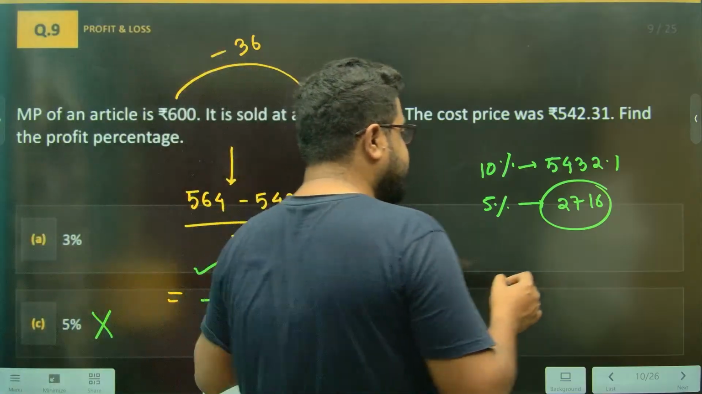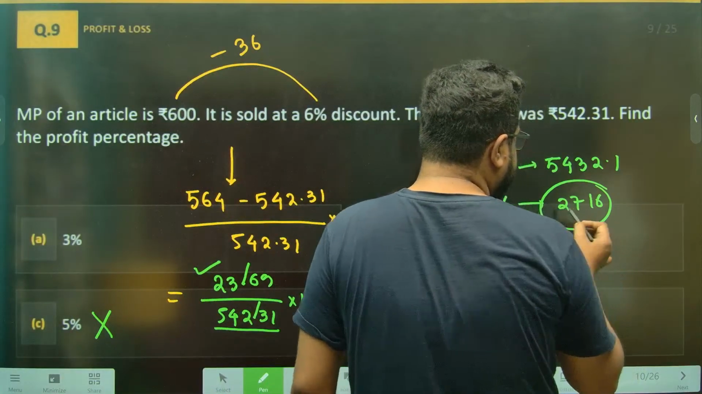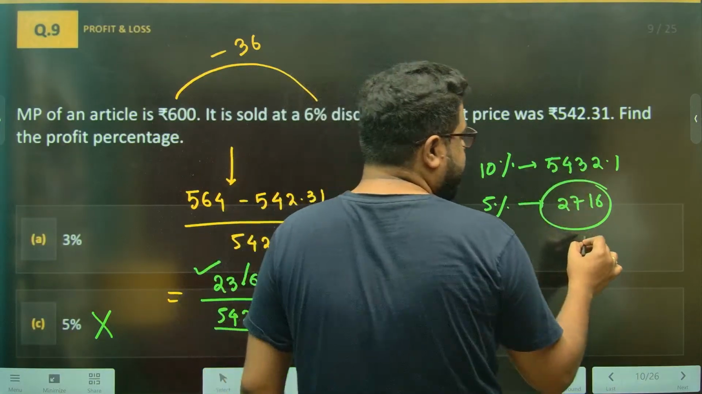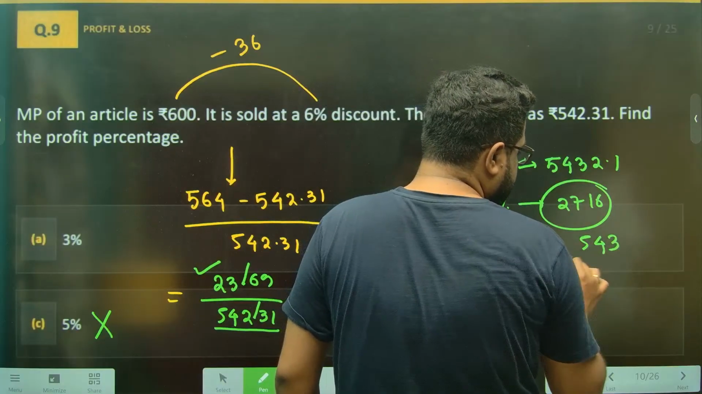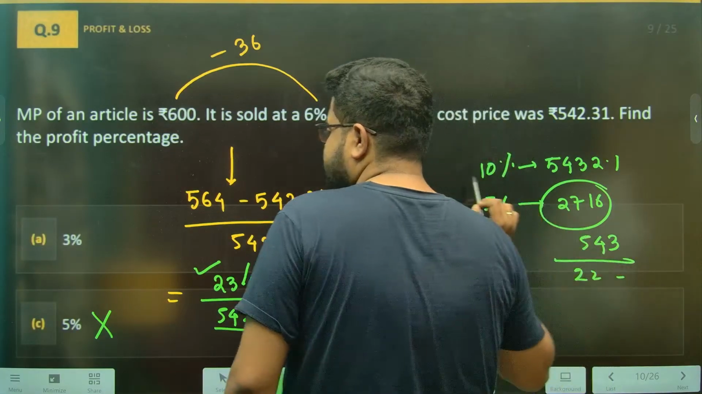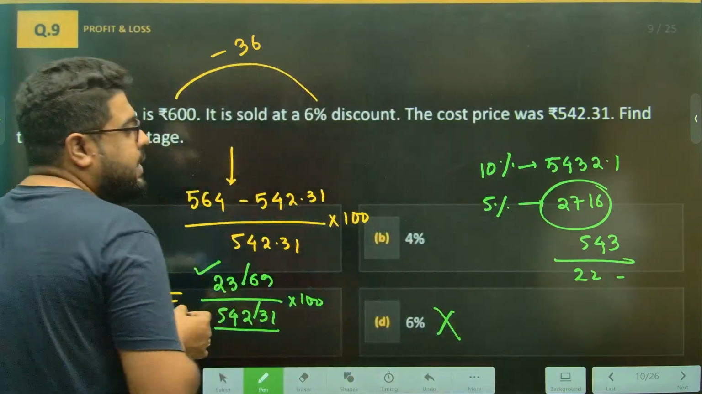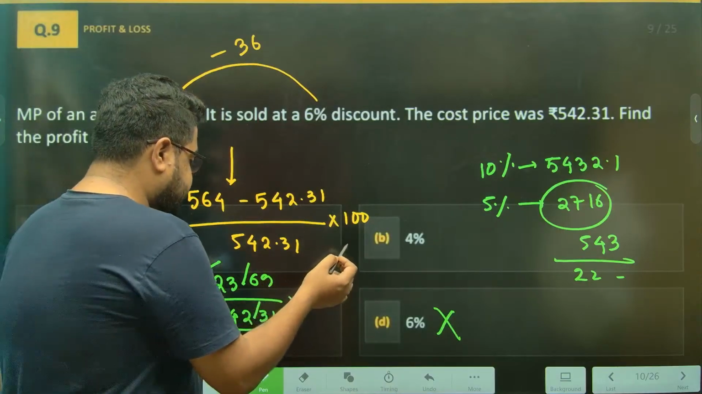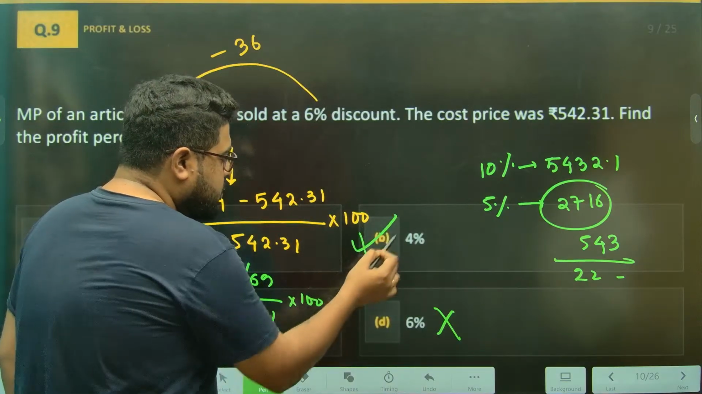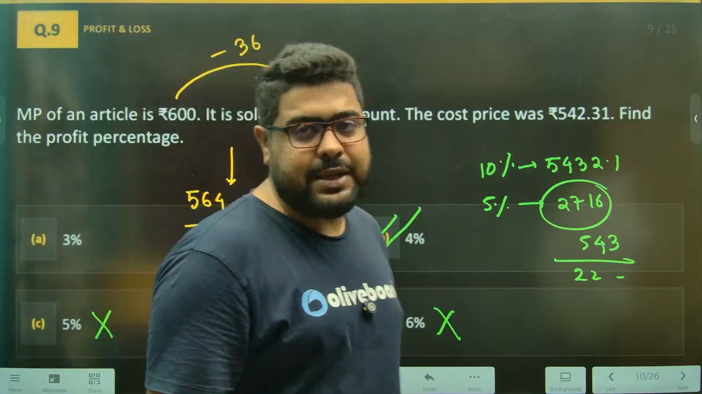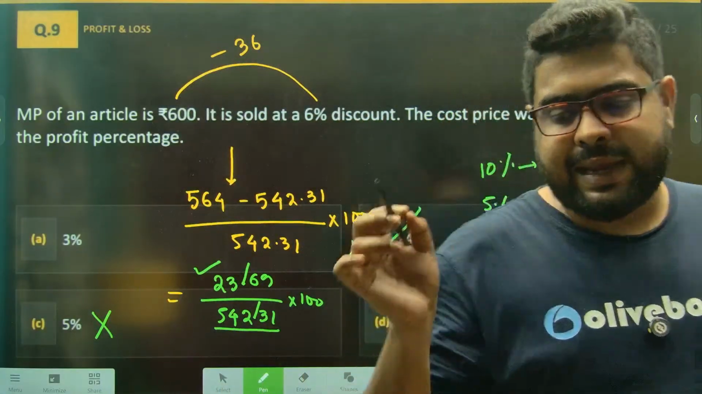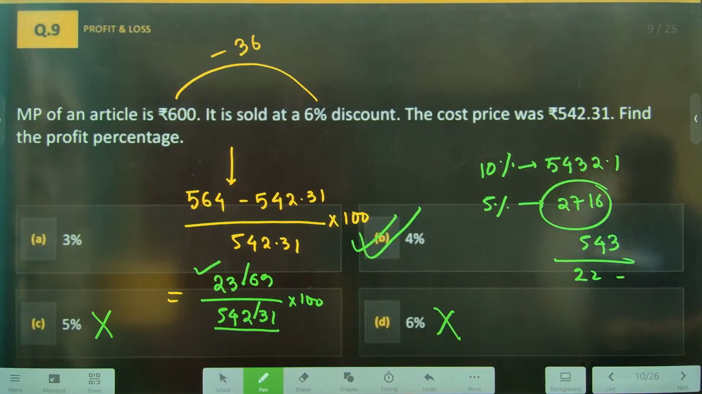So 4%, so 1% will be how much? 1% will be 543.2. So this is 22 something. 22 something will be 1%. So this is 1% less. 23 this. So option B must be the answer, but the actual answer will be slightly greater than 4%.